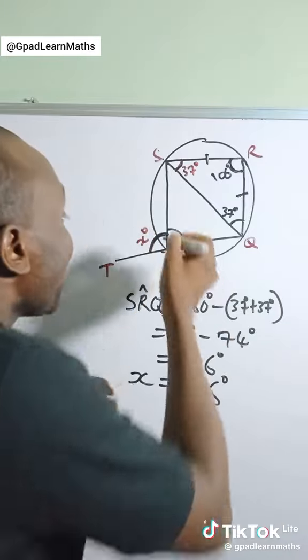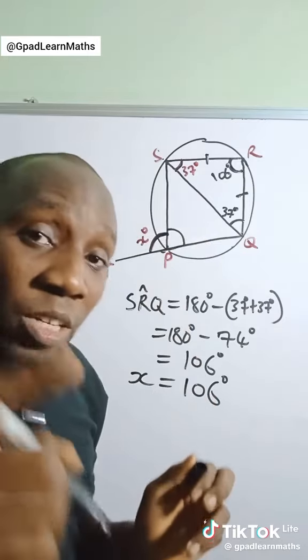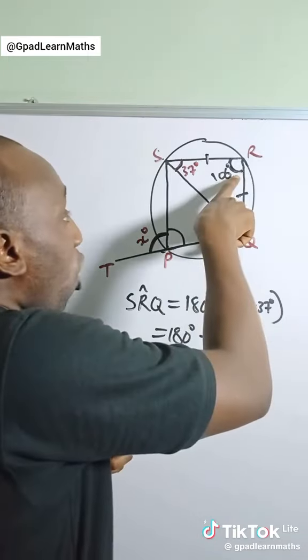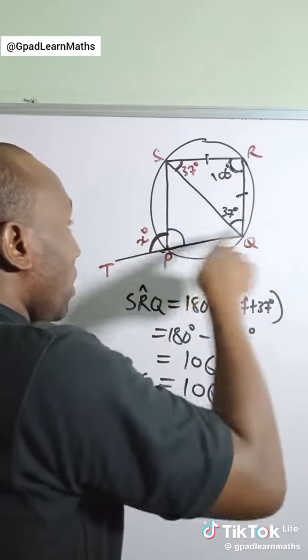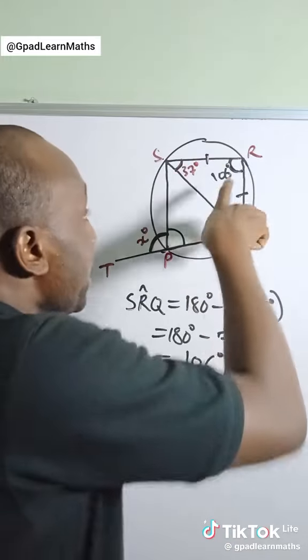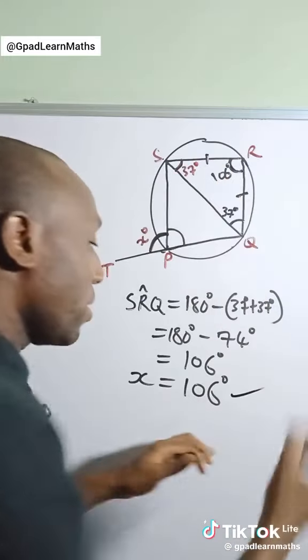Let me say it again. The exterior angle of a cyclic quadrilateral is equal to the opposite interior angle. So X here, being exterior to this cyclic quadrilateral, is equal to 106 degrees. And this is your answer.